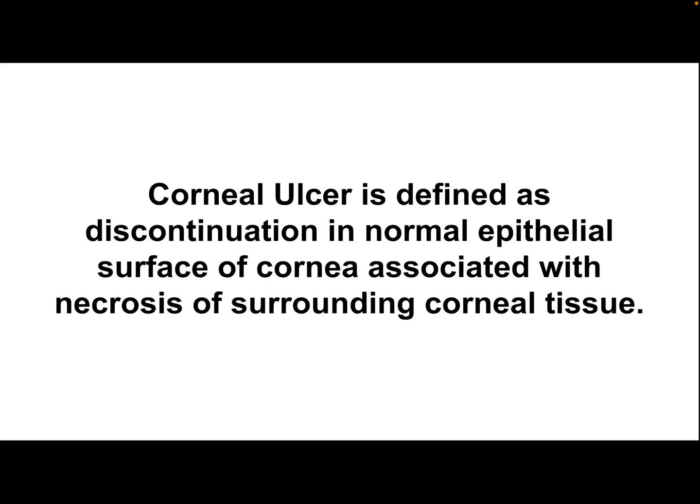So the cornea has 6 layers. The uppermost layer is the epithelium. Then we have the Bowman's layer, and then we have the biggest layer, stroma, and then there's pre-Descemet's layer and Descemet's layer, and then the endothelium. So any defect in the epithelium which affects its continuity along with necrosis of the surrounding corneal tissue, that means the Bowman's membrane and the stroma, this is known as a corneal ulcer.